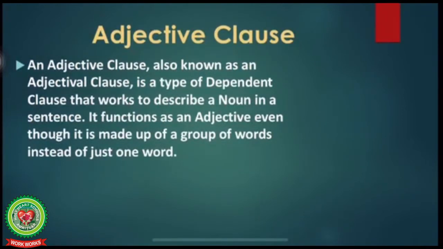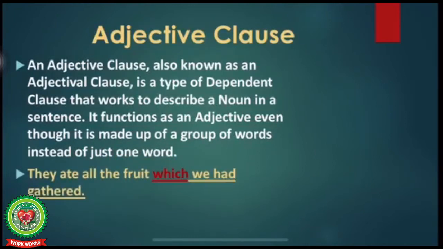Adjective clause. An adjective clause, also known as an adjectival clause, is a type of dependent clause that works to describe a noun in a sentence. It functions as an adjective even though it is made up of a group of words instead of just one word. For example, they ate all the fruit which we had gathered.